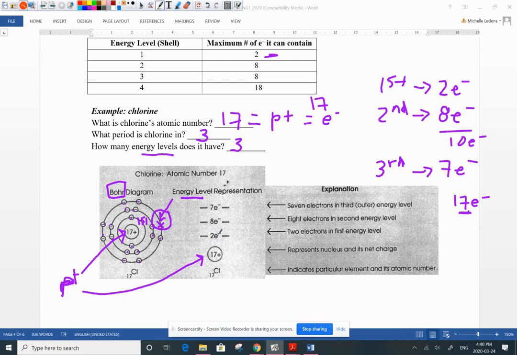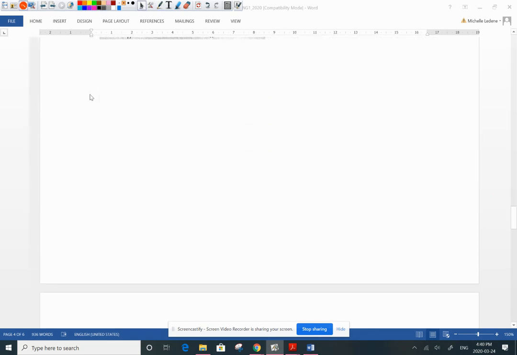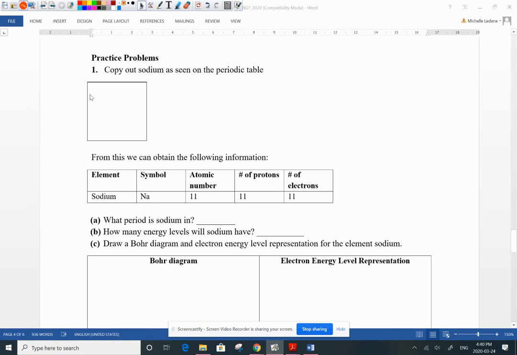2 electrons in the first energy level, 8, that's a maximum number. Well, that's 10 electrons there. But you know what? We need a total of 17. So where does our last 7 go? Well, they're going to go in that third energy level, in that outer energy level. Okay, and so I'll do one more example for you guys, and then you should be able to figure out how to complete this booklet and the handout on the energy levels as well.